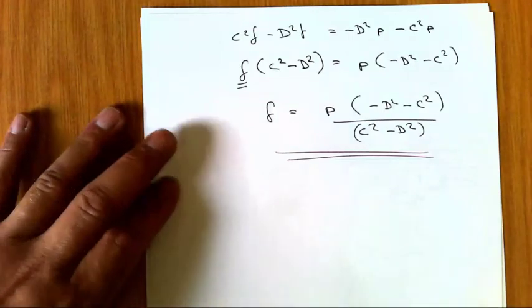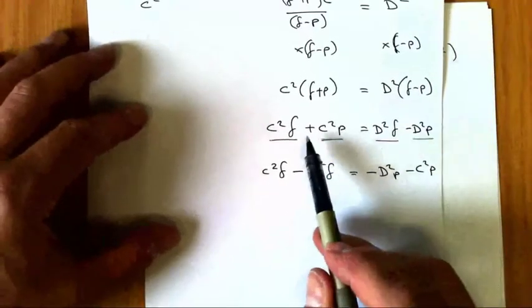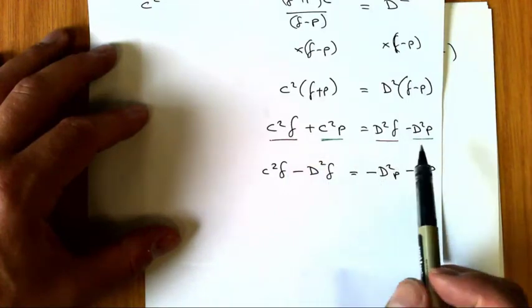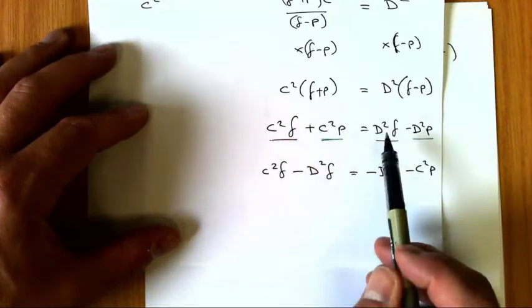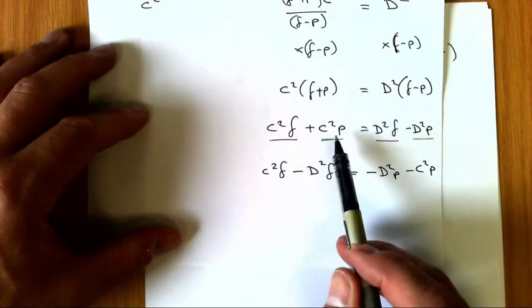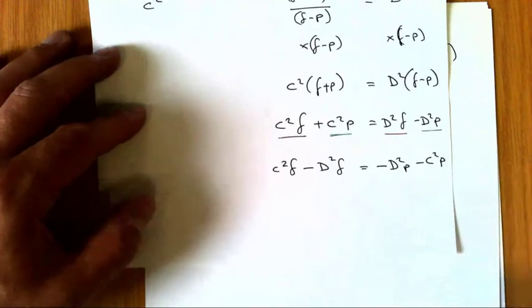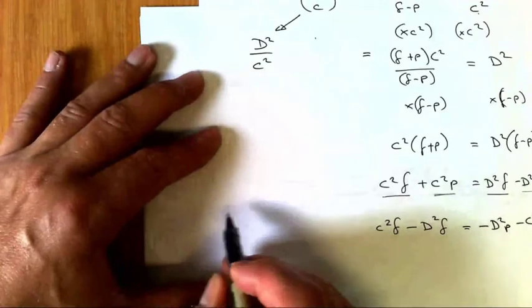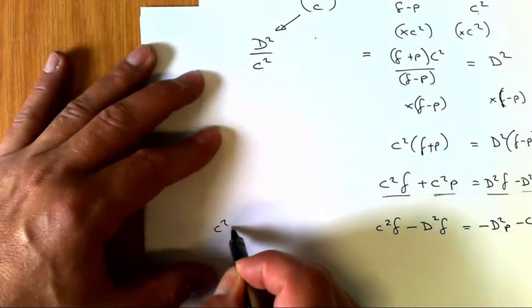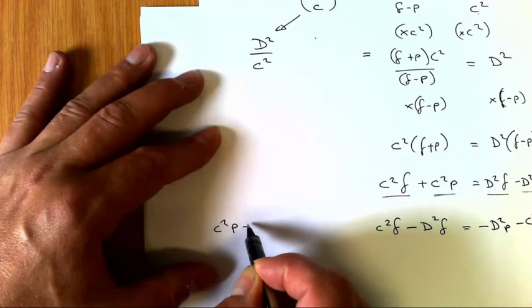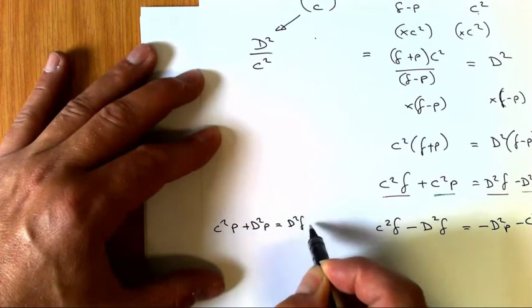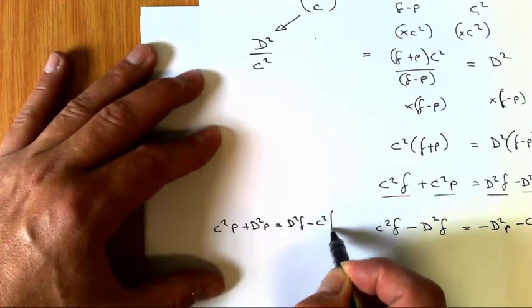Now, going back to where we had this point here, I took the f's over to one side, to the left hand side, and I put the p's onto the right hand side. We didn't have to actually do that. We could have put the f's on this side, and kept the p's on this side. And if we do that instead, then we end up with c squared p plus d squared p equals d squared f minus c squared f.